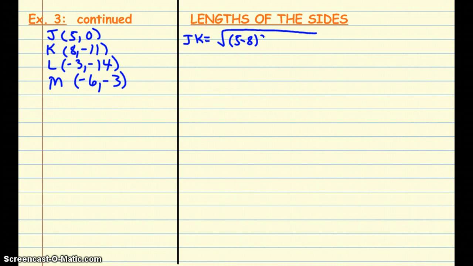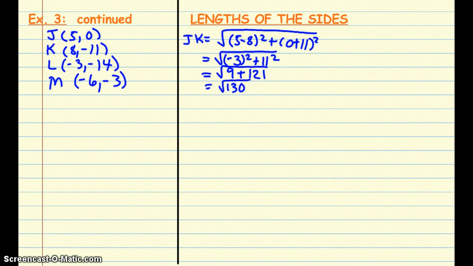5 minus 8 squared plus the quantity of 0 plus 11 squared. So I get negative 3 squared plus 11 squared, which is the square root of 9 plus 121, which is the square root of 130. Okay. Now I'm going to find the length of side KL.